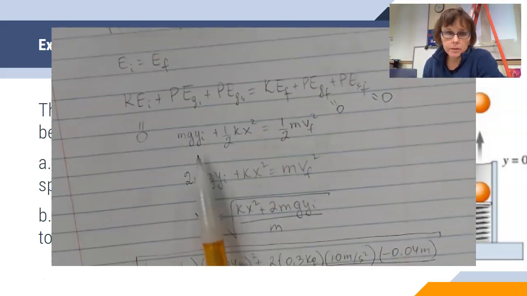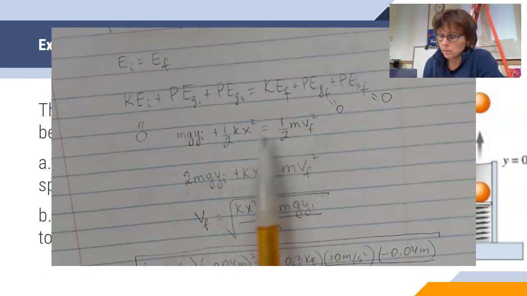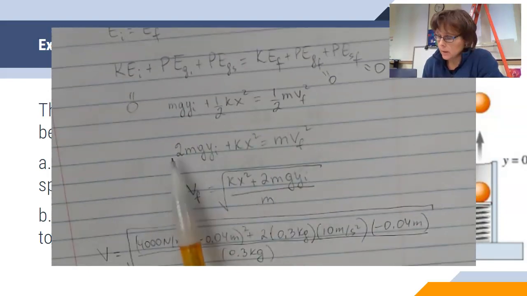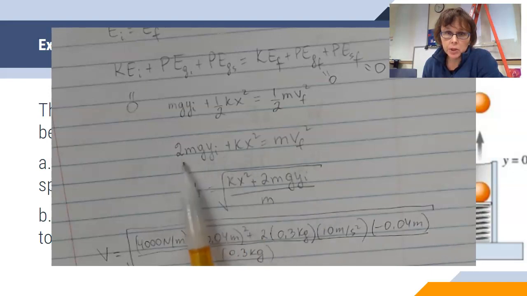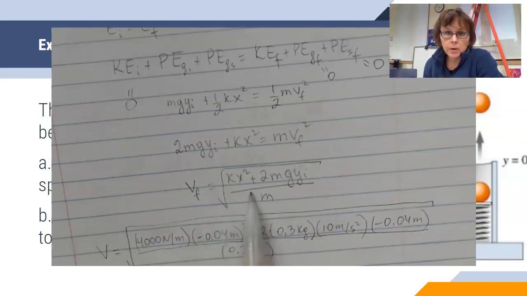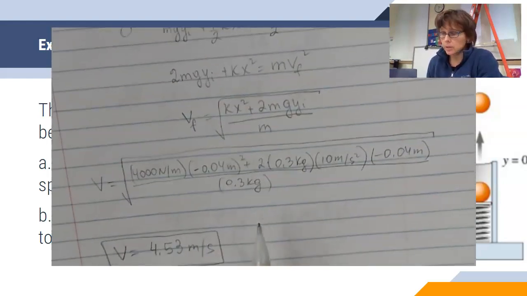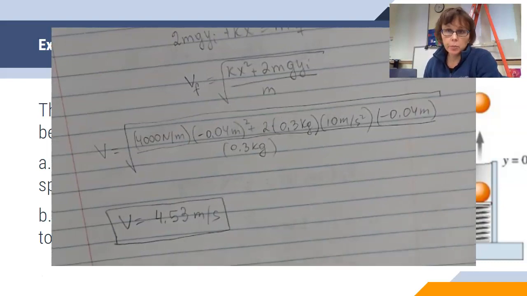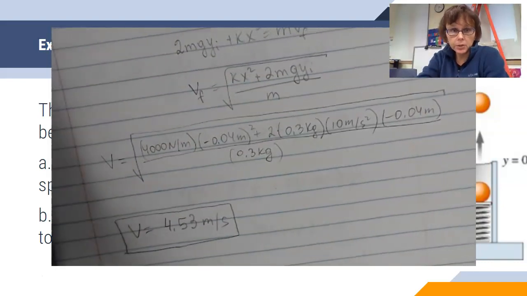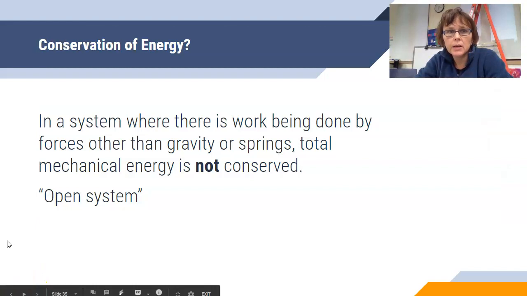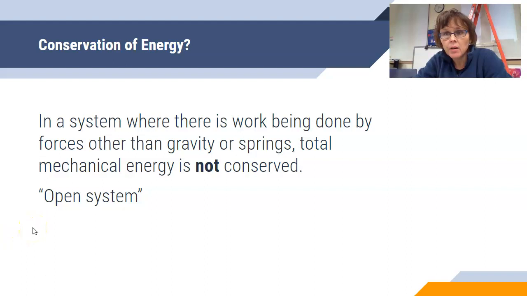So we have this much simpler equation, and then we just do some algebraic manipulation: multiply all terms by 2 and find the final velocity, which is this formula, kx squared plus 2mgy initial, divided by m. When you plug in all the numbers, you get velocity equals 4.53 meters per second.